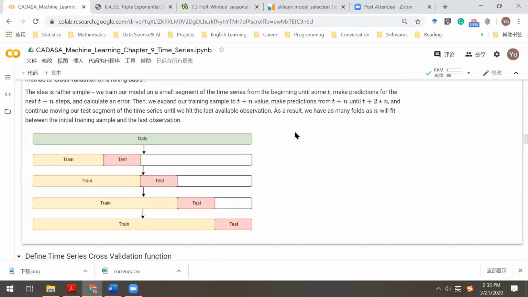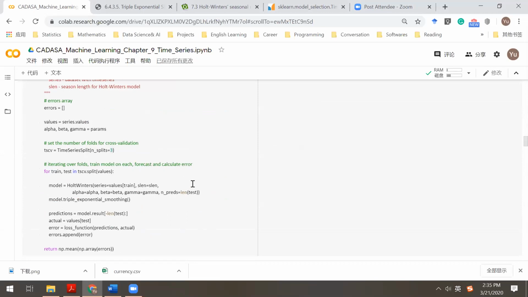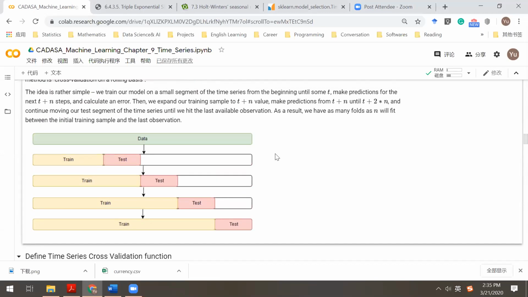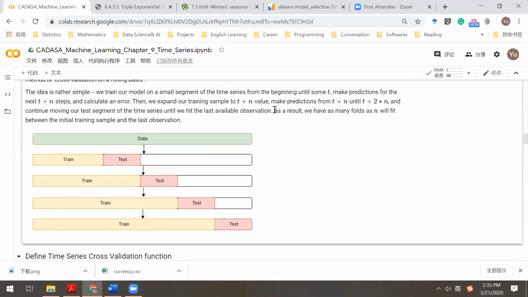Did I explain it? Did I express it? Yeah. But I think I haven't gone deep into this part. I probably need more time to figure it out and answer your question.